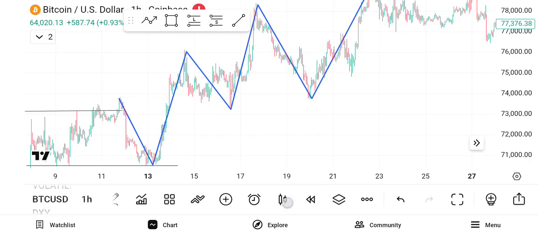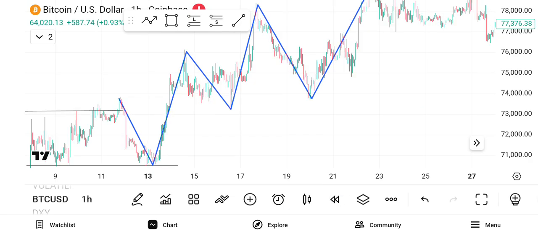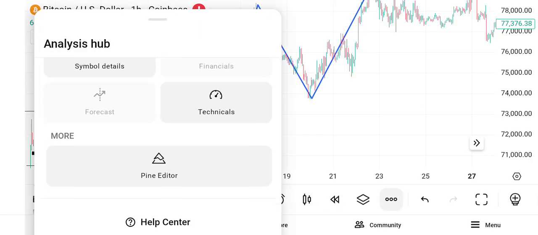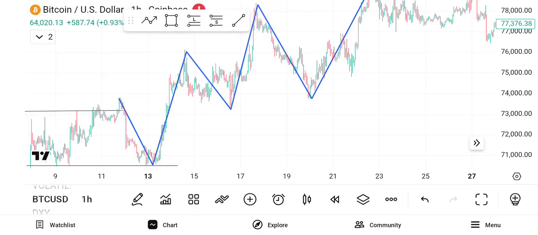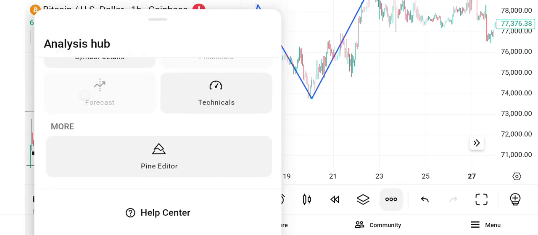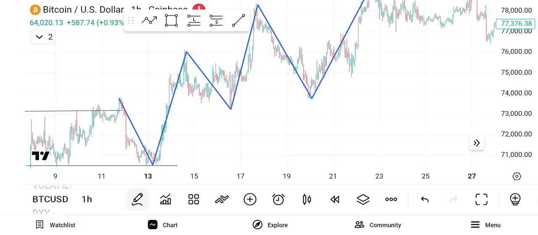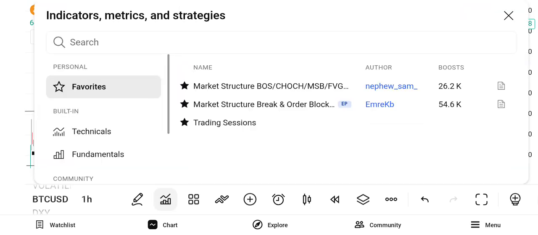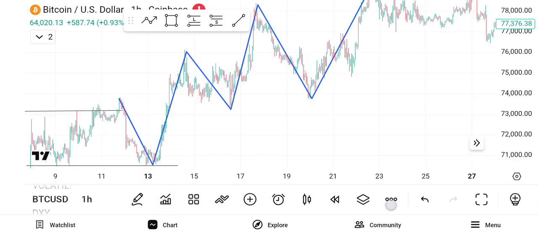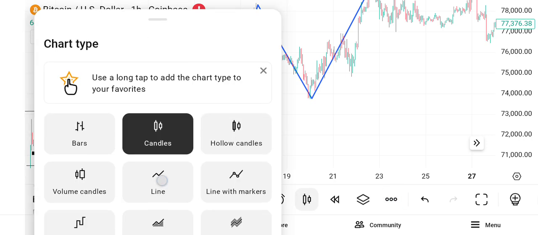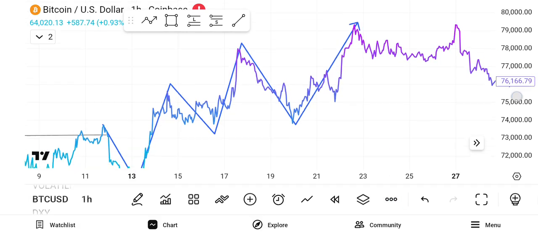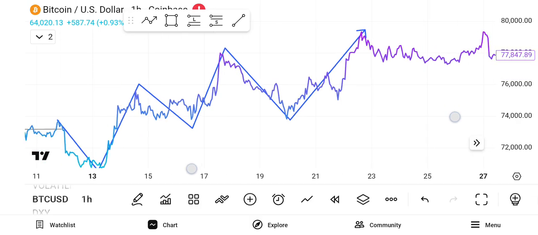If you are having difficulty spotting your uptrend and your downtrend, you can just switch and use your line chart instead of going through the stress. If you cannot identify your higher highs and higher lows, you can just switch and use your line chart. You see it more clearly on the line chart.